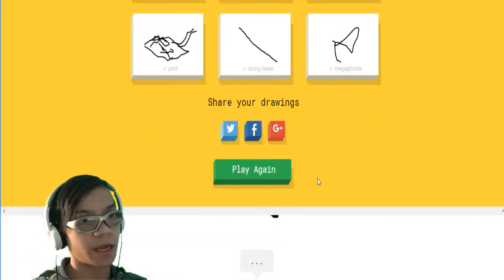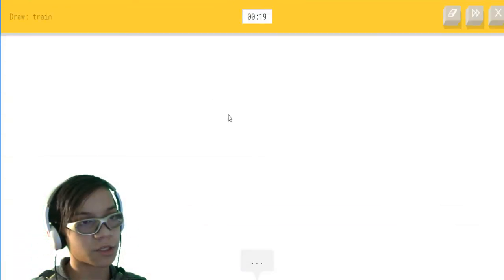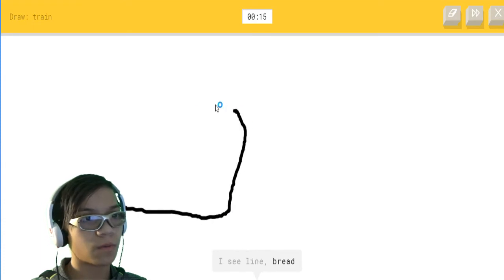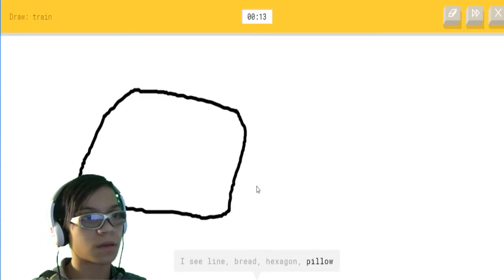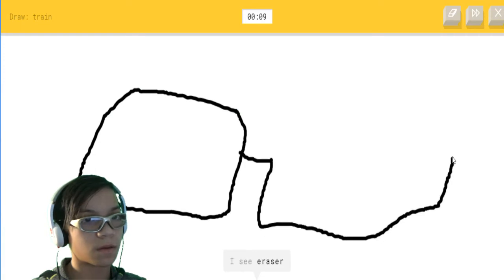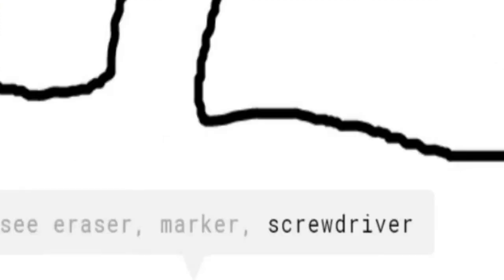So just play again. I'll go a couple more times because there's not much you can do in this. Oh, there's an erase? I see line. Or bread. Or hexagon. Or pillow. I see eraser. Or marker. Or screwdriver. A screwdriver? Really? That's not even remotely close to a screwdriver.